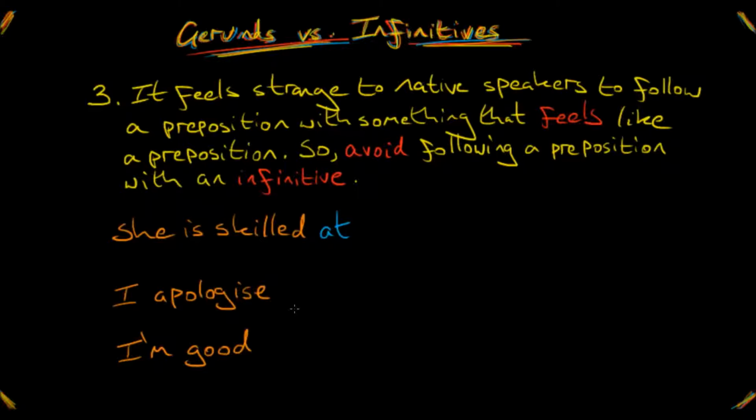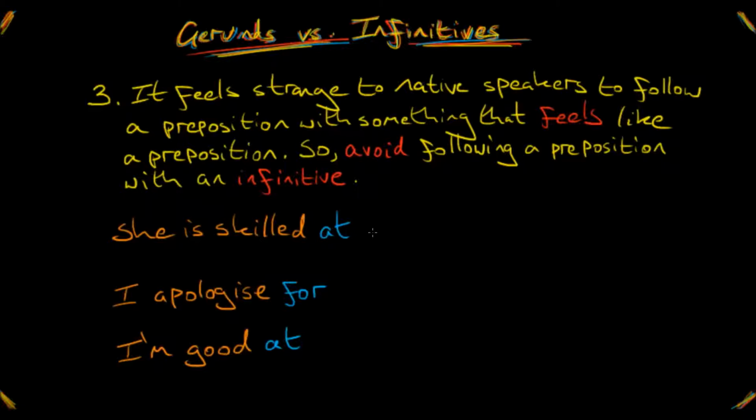What preposition goes with apologize? I apologize for something. And "I'm good" is actually the same as skilled: I'm good at something. So now we've got the prepositions in place. Now we've just got to decide: are we going to use the gerund or an infinitive? So according to concept number 3, we'll avoid following these prepositions with an infinitive. So we're going to use a gerund.